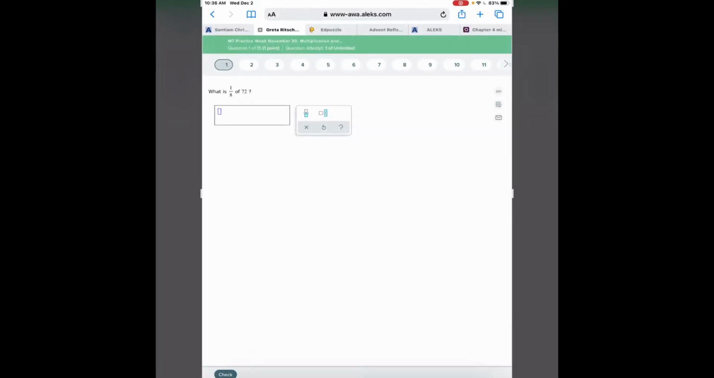What is obviously a question, like a variable that we're going to be using when we start to do more algebra, but we'll just write a question mark. The word is always the same as equals. So what is 1/8? And the word of always means times, however you want to write times, dot or parentheses or an X. And so we're going to say 1/8 times 72.